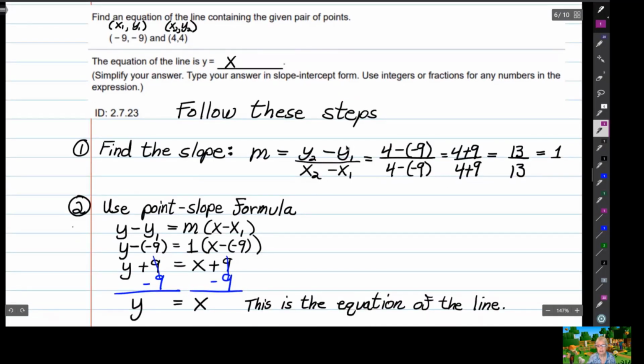M equals y2 minus y1 over x2 minus x1. Label your points and go by how you've labeled them. The way I labeled the 2 points gives me y2 minus y1 over x2 minus x1, which gives me 13 over 13, which gives me 1. The slope is 1. How easy can you get? Who would have thought?